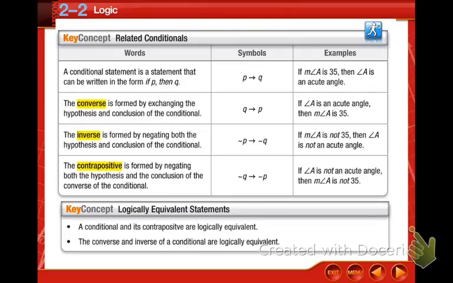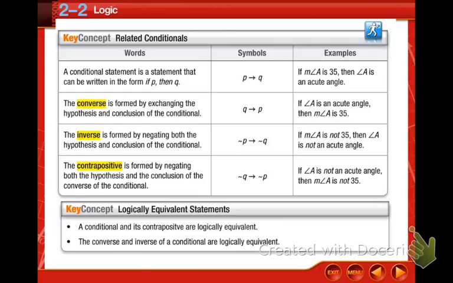So here's some examples. If the measure of angle A is 35, then angle A is an acute angle. That's true, right? 35 is an acute angle, so that's good. If angle A is an acute angle, then the measure of angle A is 35. That's not always true, right? You can have a 25-degree angle, and that's still an acute angle, so that's false. The inverse says if the measure of angle A is not 35, then angle A is not an acute angle. That's, again, not true because we can have 25 that is an acute angle, and it's not 35. So that's false as well.